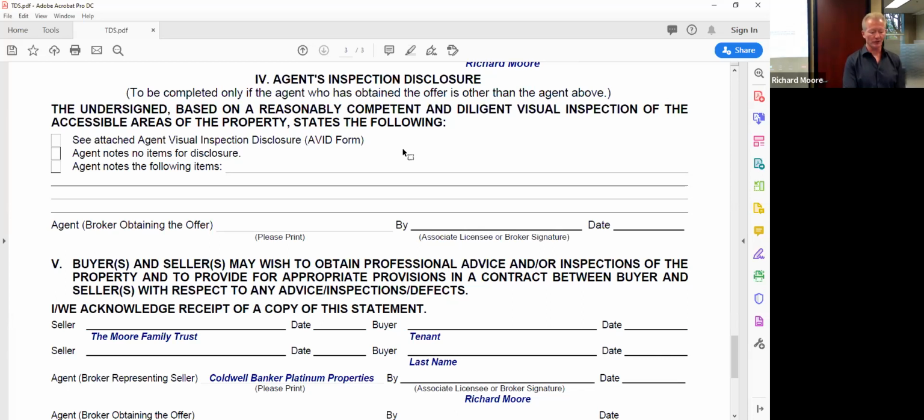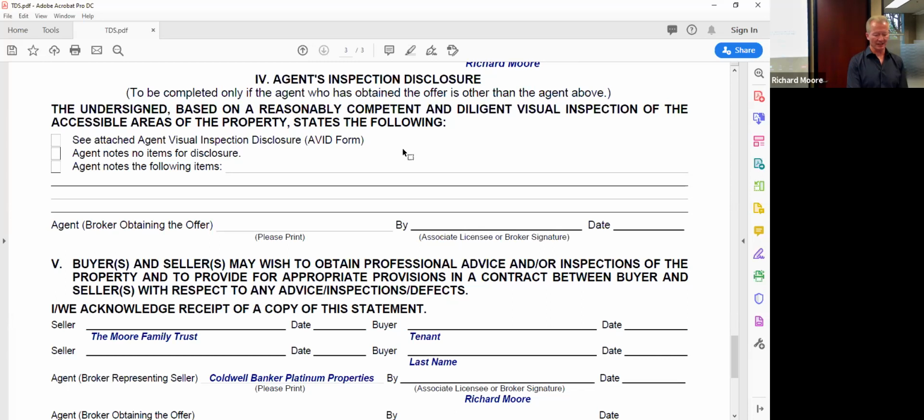Transfers by foreclosure, including a deed in lieu of foreclosure and a transfer by a beneficiary who has acquired the property by foreclosure. An example would be a bank that foreclosed on a property and they are reselling the property. That entity is not required to provide a TDS. Transfers by a fiduciary in the course of the administration of a decedent's estate, guardianship, conservatorship, or trust.